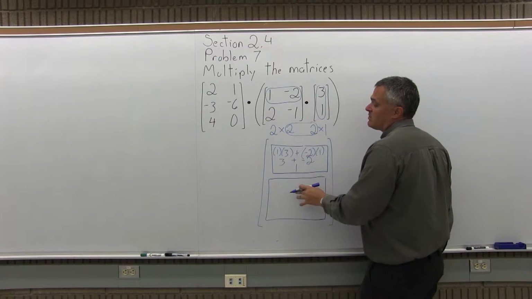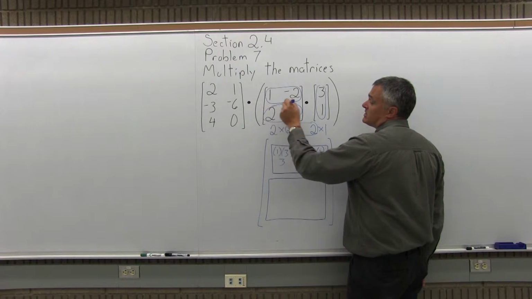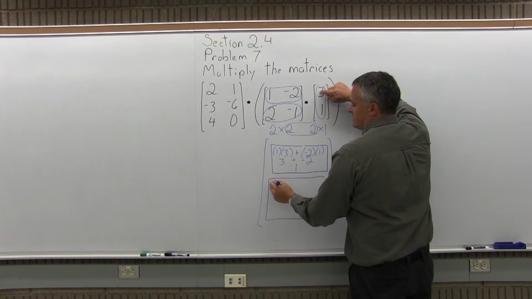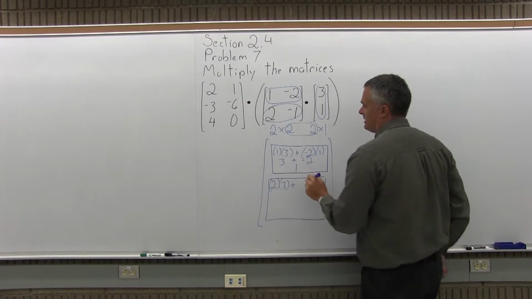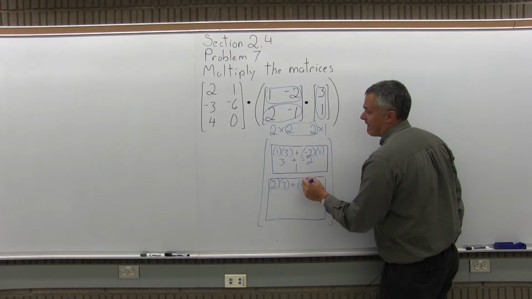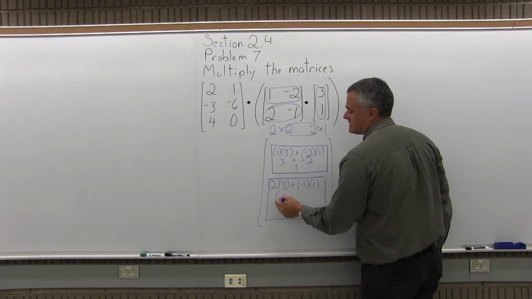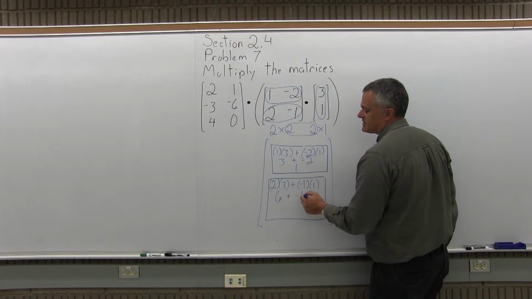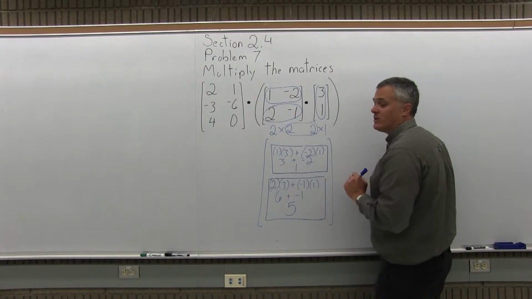And now the next box I'm going to fill in by multiplying the bottom row of the first matrix, 2, -1, times the only column of the second matrix, 3, 1. So first times first is 2 times 3, plus second times second is -1 times 1. So first times first, 2 times 3 is 6, plus second times second, -1 times +1 is -1. 6 plus a -1, or 6 minus 1, will be 5. So we have an answer.